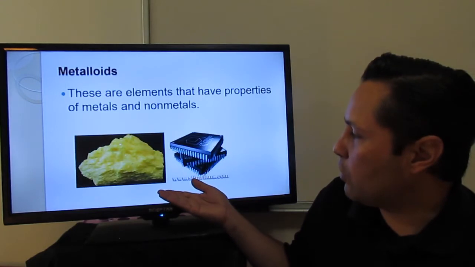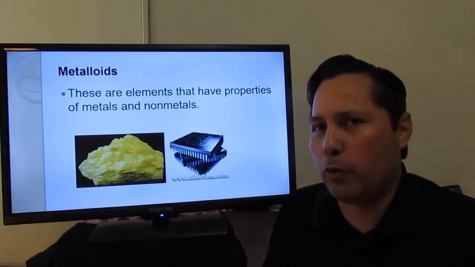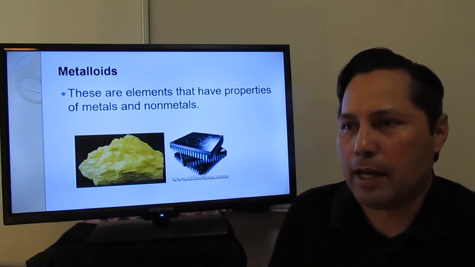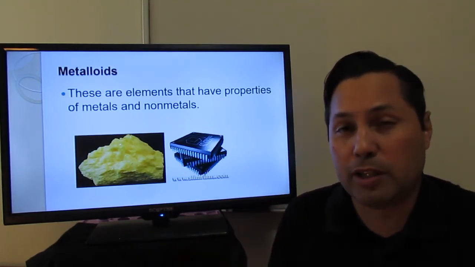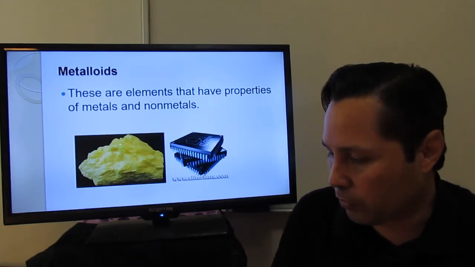Metalloids will give you something somewhere between a metal and a non-metal. For example, computer chips are made of silicon, and silicon is a metalloid that can conduct electricity, but it's very brittle like a non-metal, so it has properties of both.